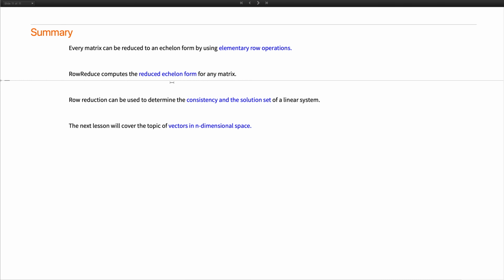Now, the point about this row reduction is that it can be used to determine whether there are any solutions at all for a system and how many solutions there are. So RowReduce and row reduction are a great way to solve linear systems. Of course, row reduction is a bit more technical than using LinearSolve, but it's a very powerful way of understanding linear systems. So that's the end of this lesson, and next lesson we'll talk about vectors in n-dimensional space.